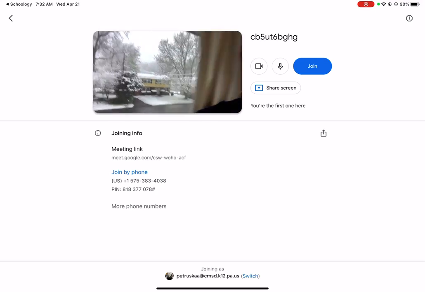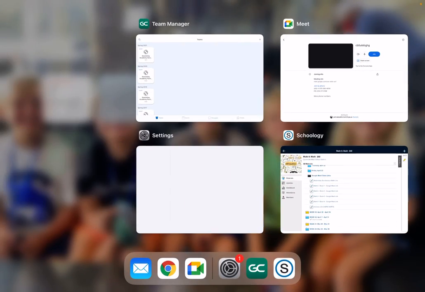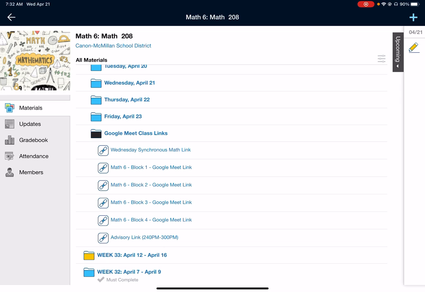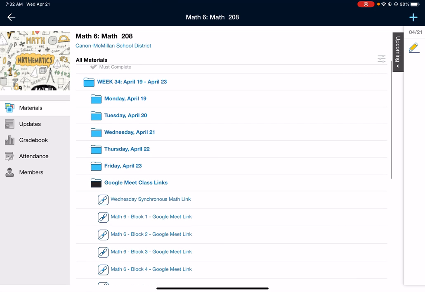There's me. And while you see me, we see snow. That's weird. That's suspicious. All right. So let me get out of that picture because we don't need to see Mr. Petruska.